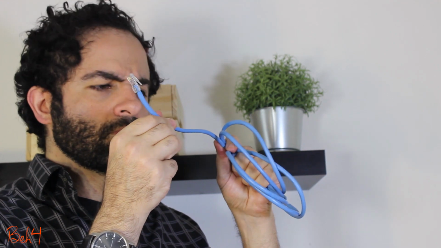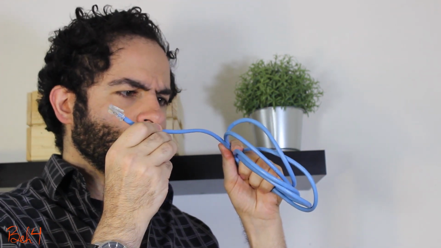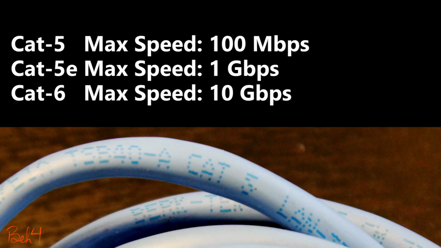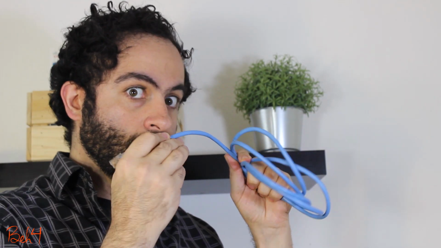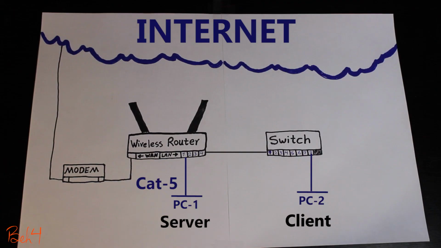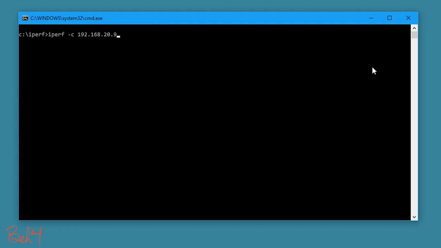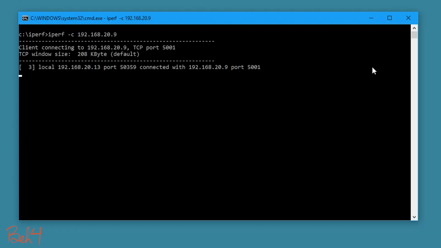What else should I check? These are laptops and I cannot change their network cards. It turned out the cable that was connected to the server was actually a Cat 5 cable. Okay, so I replaced the Cat 5 cable with a Cat 6 cable, and now let's run the speed test again.